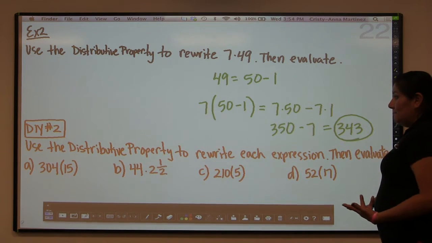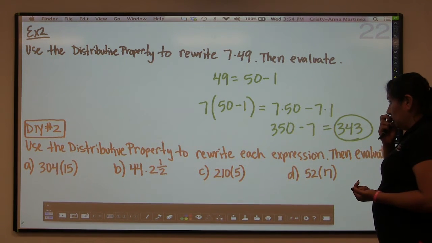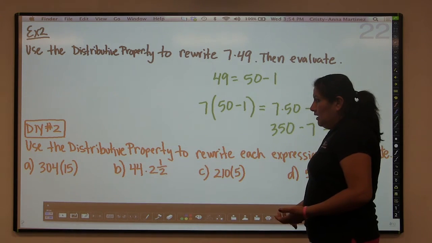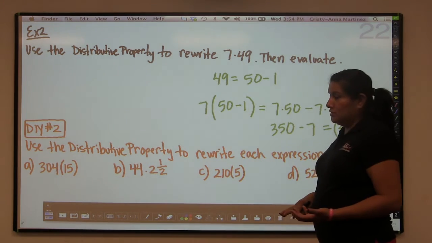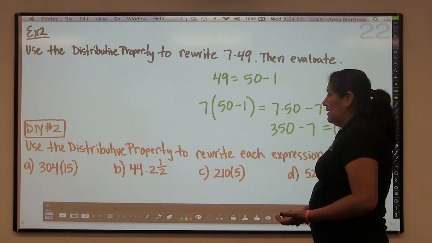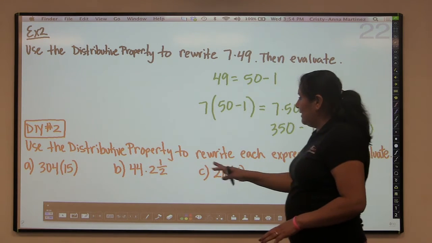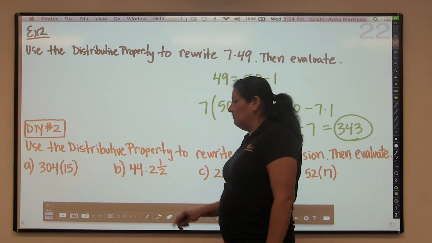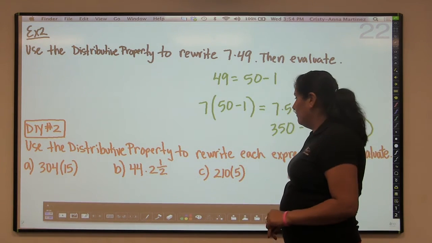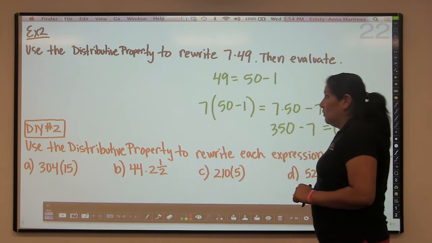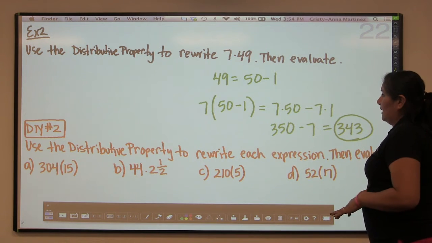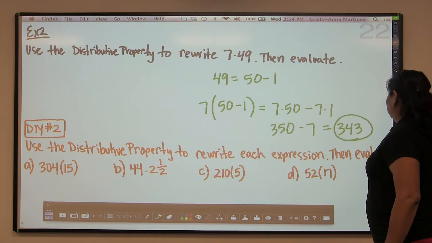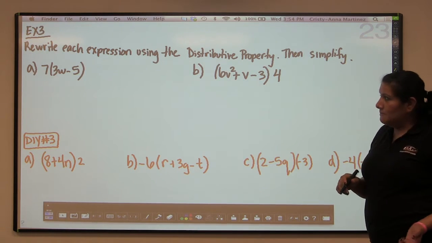So in a similar way, I would like for you in the do-it-yourself number 2 to take these 4 examples and to rewrite them in a way that would make it easier to multiply. So B might get a little tricky, but I will give you a hint. You can rewrite 2.5 as 2 plus a half. And then we want you to use the distributive property to rewrite each expression and then evaluate what the expression would be. So that's another way that we can use the distributive property.